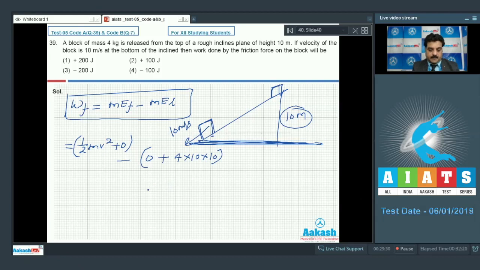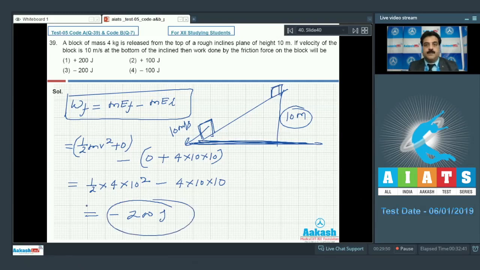So I have this expression. If I put in the values, 1 by 2, mass is 4, speed at the bottom is 10. So 1 by 2 into 4 into 10 square minus 4 into 10 into 10. This is a simple calculation. On solving, you will get minus 200 joule. So that indicates option number 3 will be the right choice. So let's move on to question number 40.